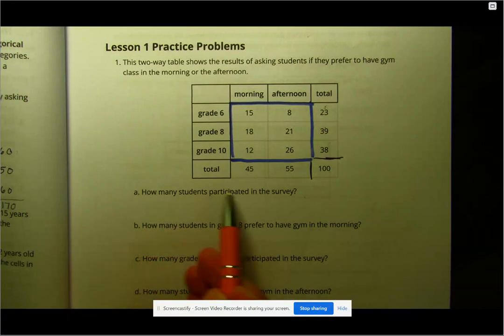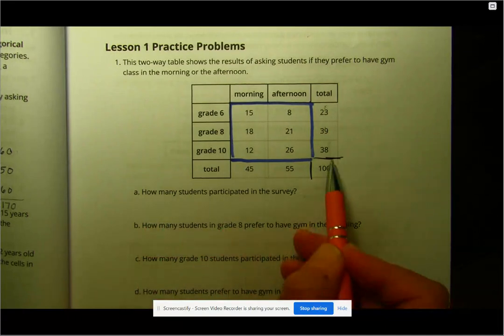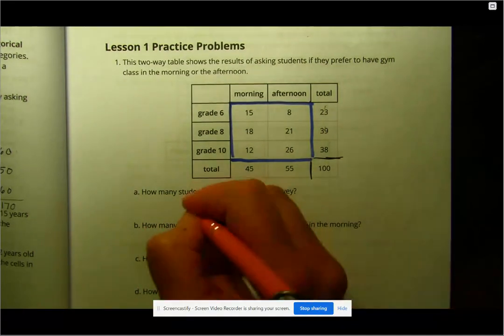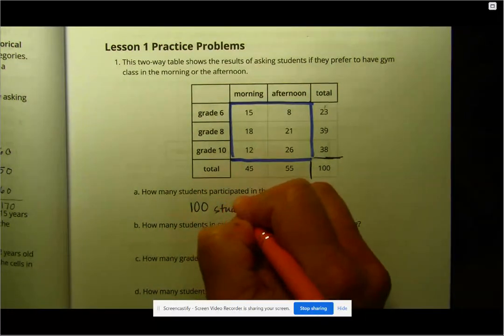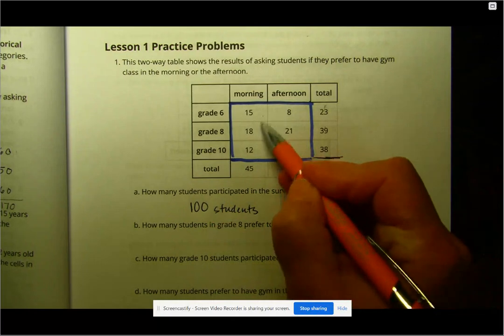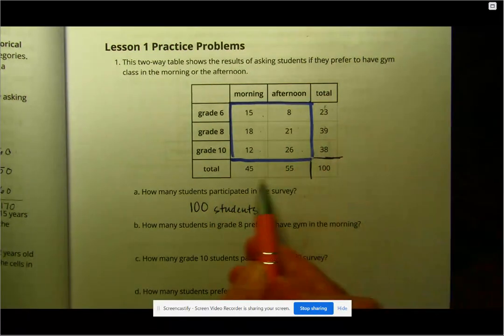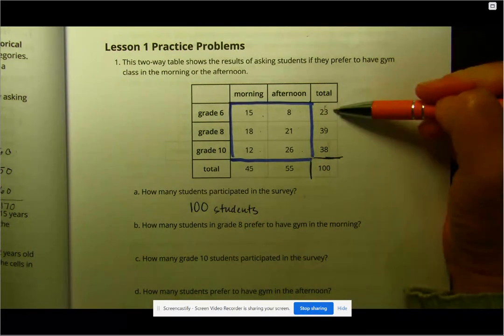How many students participated in the survey? You can see that right here, this corner here. If the totals aren't done for you, you can add up these parts, or add up these bottom 2 totals or these side 3 totals.